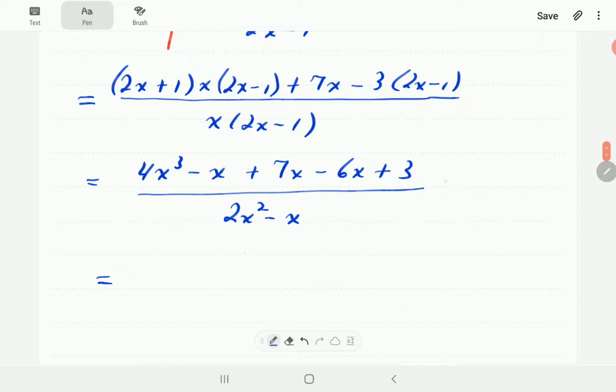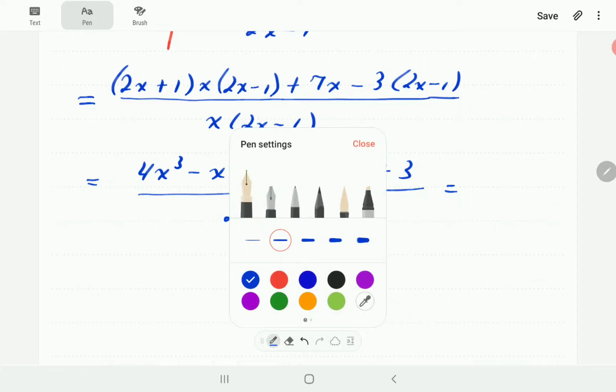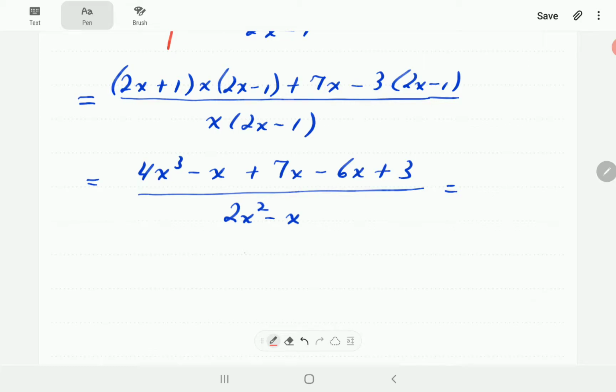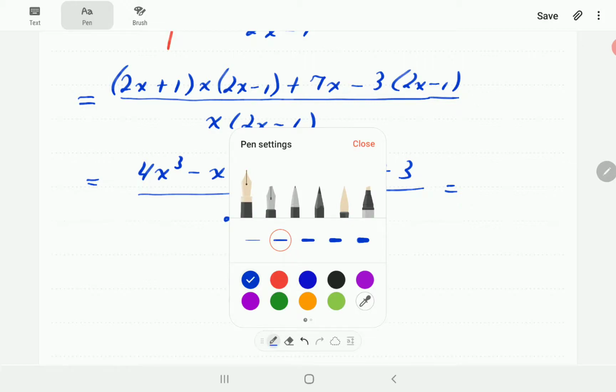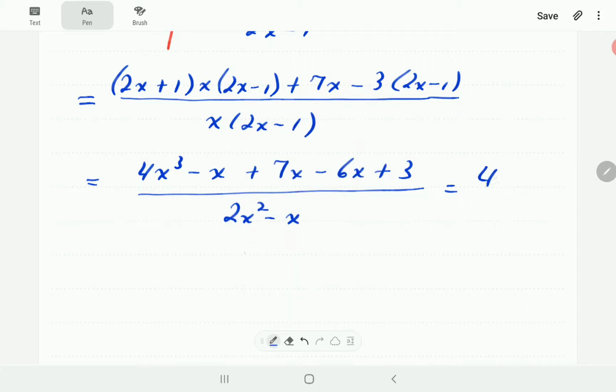Then we can simplify this. So in the numerator, the x's are going to cancel out because we've got 7x minus 6x minus x. So in the numerator, we're just going to have 4x cubed plus 3. In the denominator, we're going to have 2x squared minus x.